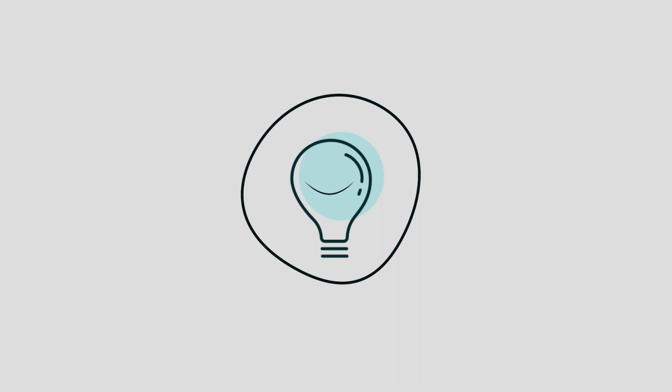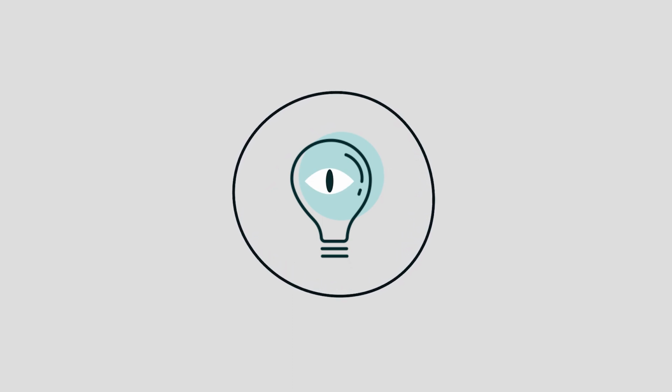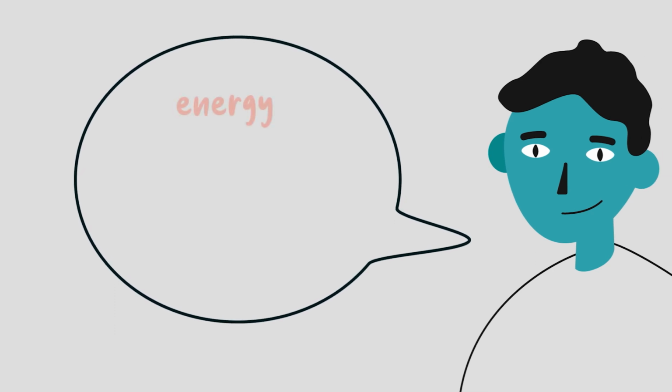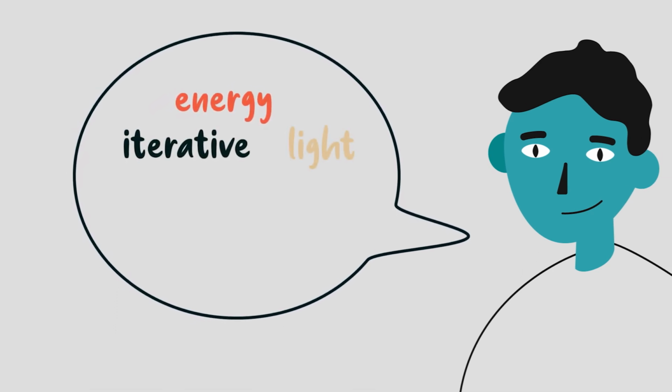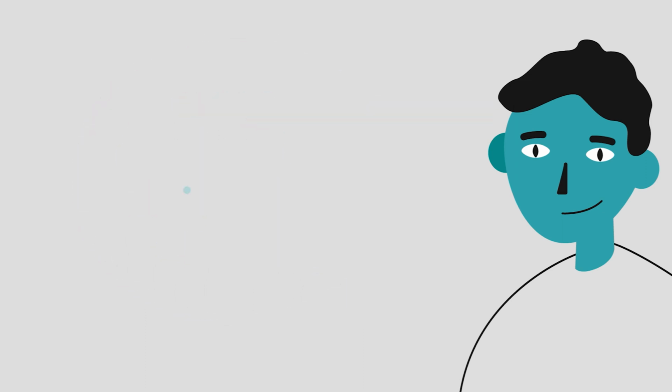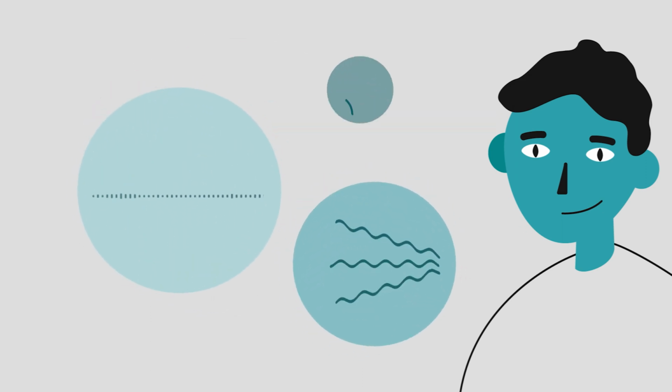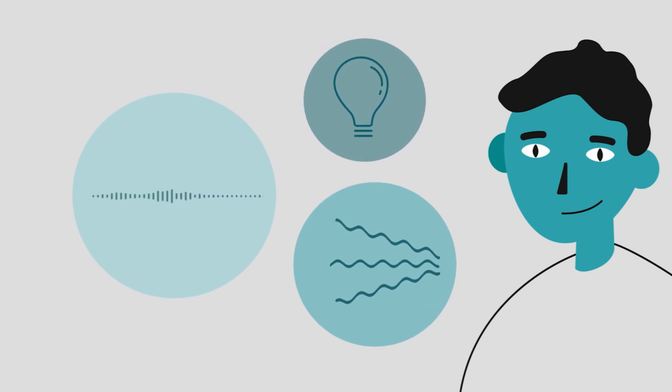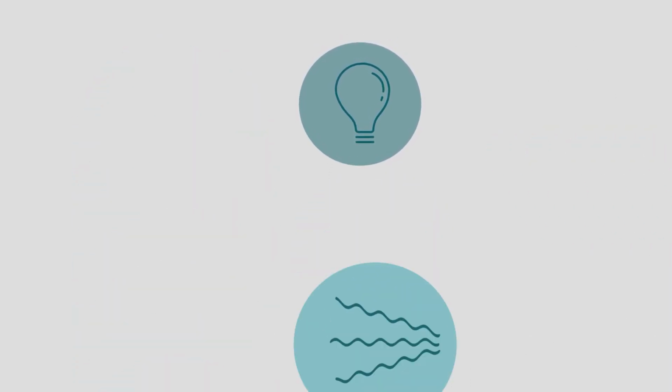Prototyping is an active word. It is the act of making prototypes, of creating versions of an idea, of representing that idea once it leaves your mind or your thoughts and is captured on any type of medium. This collection of words, energy, iterative, light, abstraction, exploratory, are prototypes. Pitches, propositions, spoken ideas are all forms of prototypes.